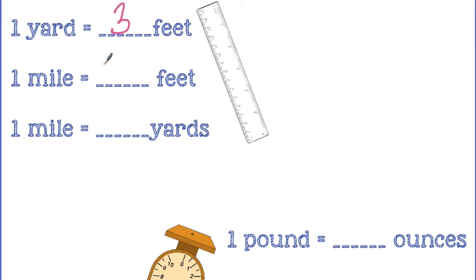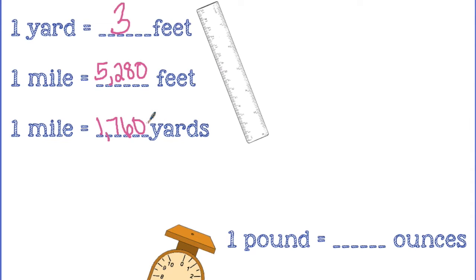1 mile is equal to 5,280 feet. And if you've seen Remember the Titans, that'll definitely help you remember. Petey definitely has to run 5,280 feet for dropping the football. And 1 mile equals 1,760 yards.